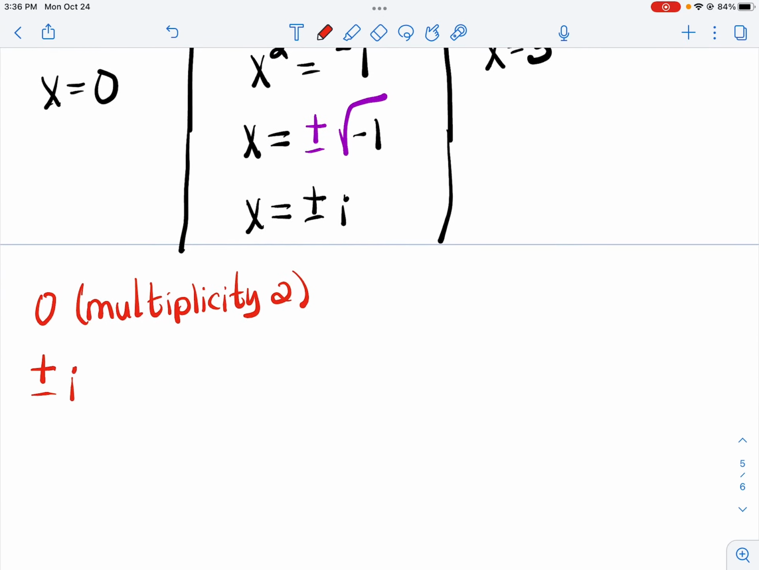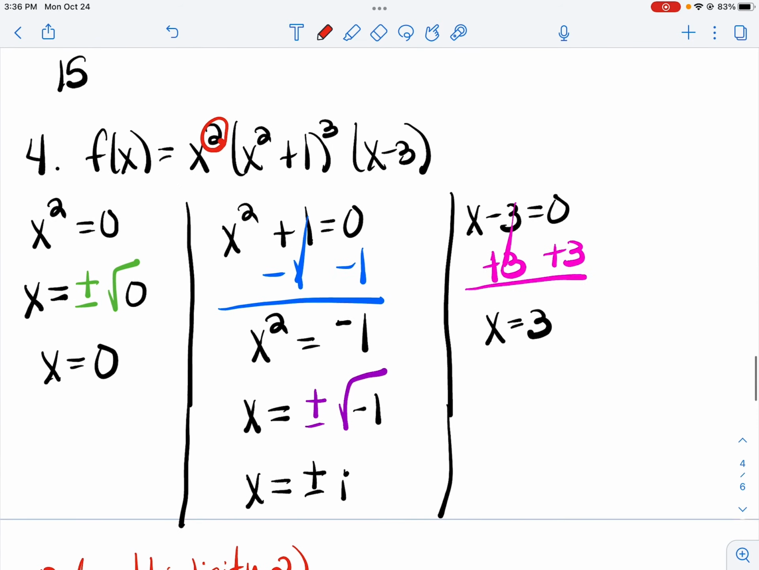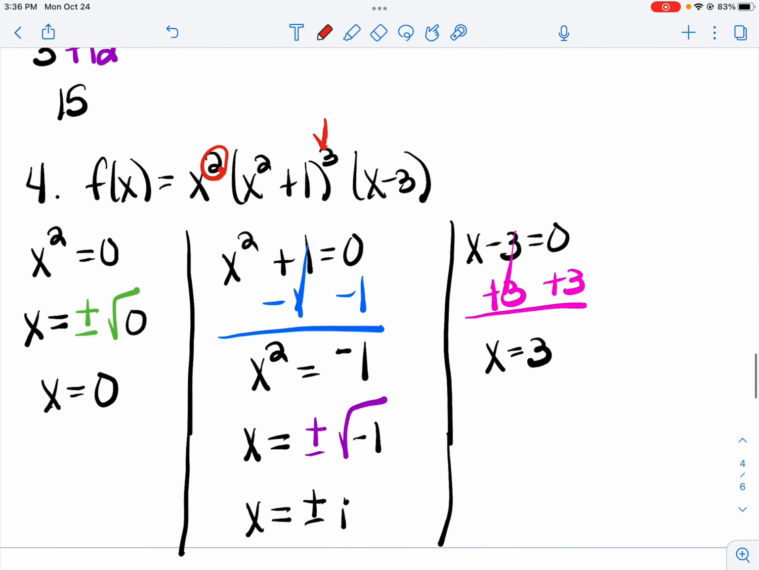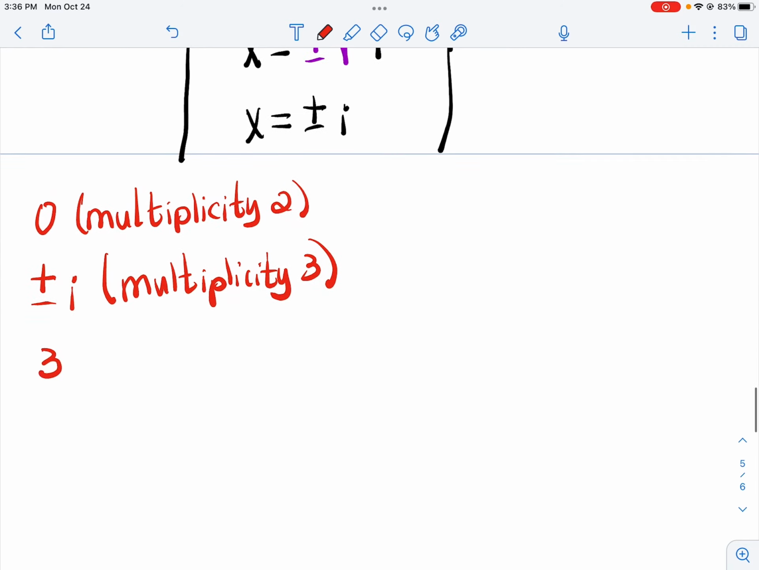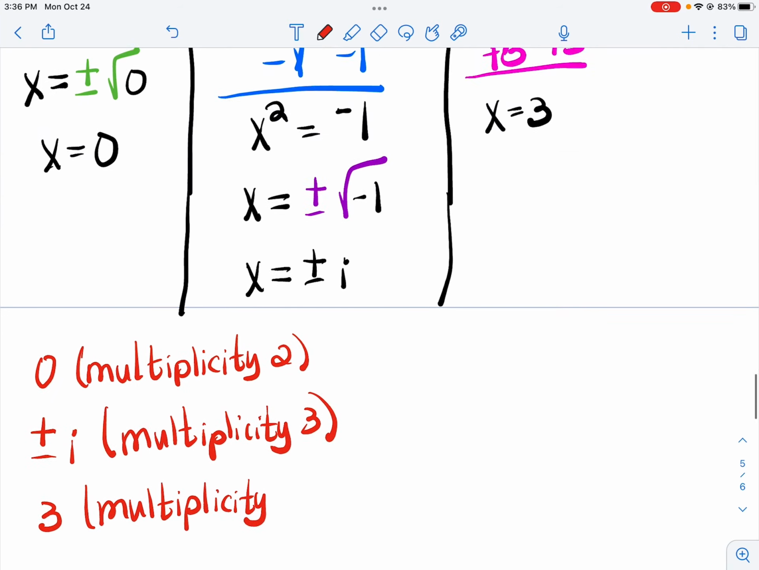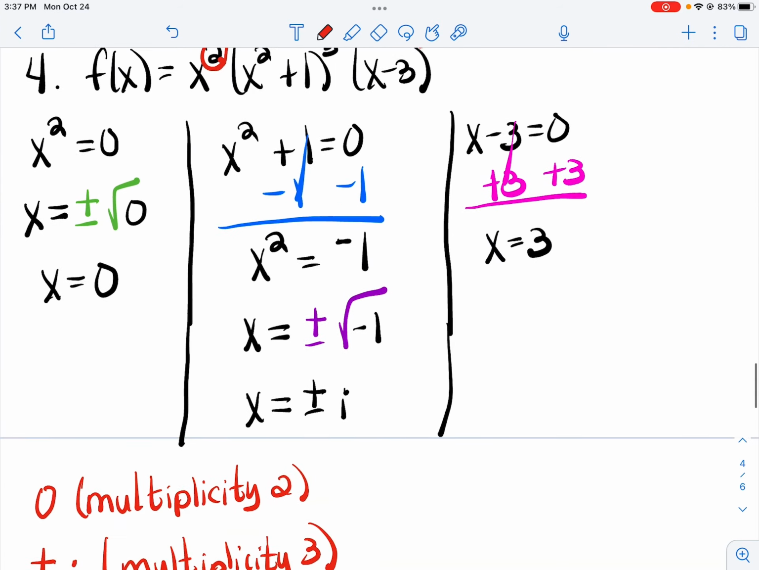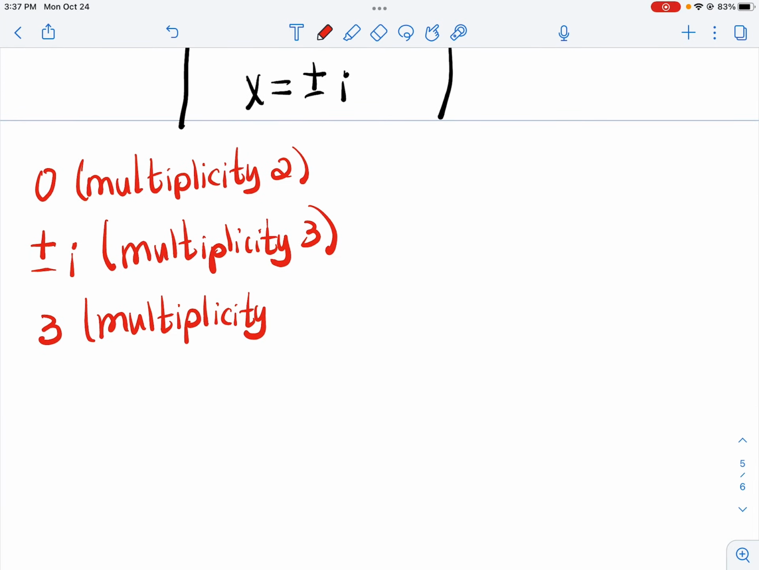My next set of zeros were plus or minus i. This time we have a parenthesis, so rather than looking at the power of the x, I look at the power of the parenthesis. The power of that parenthesis is 3, and so our multiplicity is 3. Our last 0 was 3, and I look at the power of that parenthesis. The power of this parenthesis is understood to be a 1, and so 3 has a multiplicity of 1.